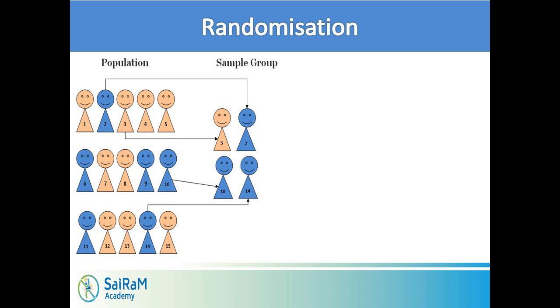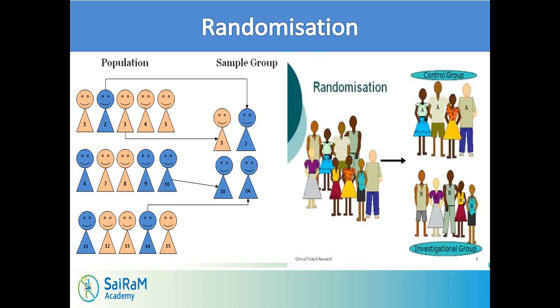The next very important thing you have to look into is how you are allocating the selected samples into various groups. You may have two or more groups sometimes. So in that scenario, how you are going to allot these patients into these groups matters a lot.